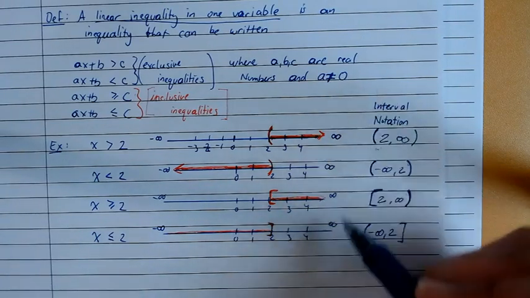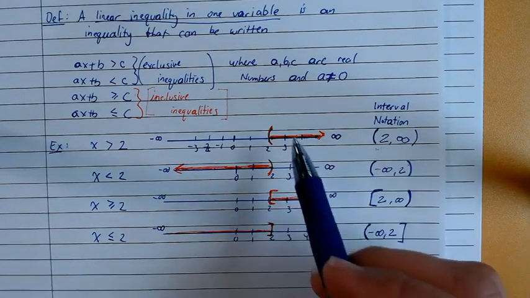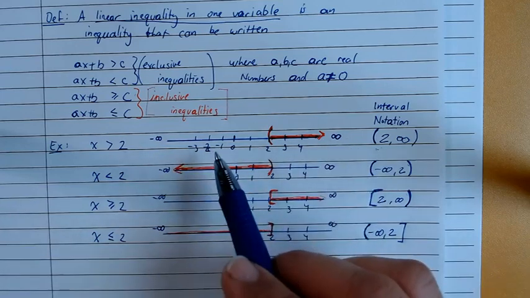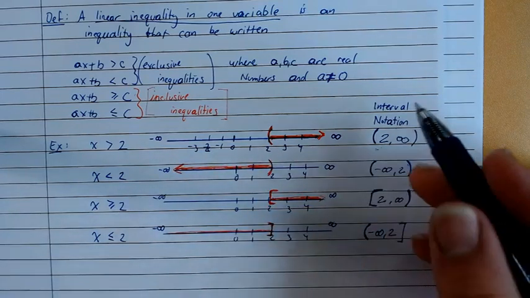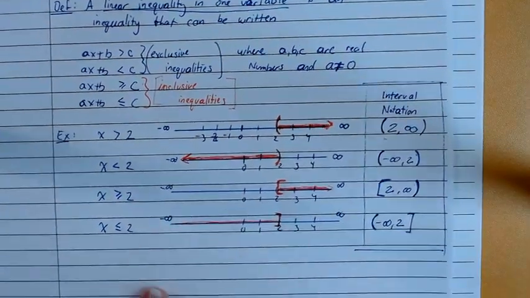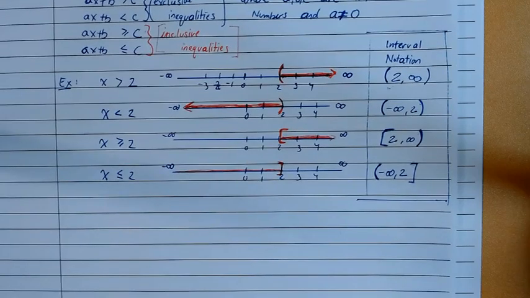For the most part, this is the way we want to write our answers. It's descriptive. It tells us everything the number line tells us, but without having to go through the trouble of drawing and labeling out the number line. Interval notation is generally the way we want to write our solution sets. Sorry, for inequalities. We want to use interval notation to write our solution sets for inequalities.